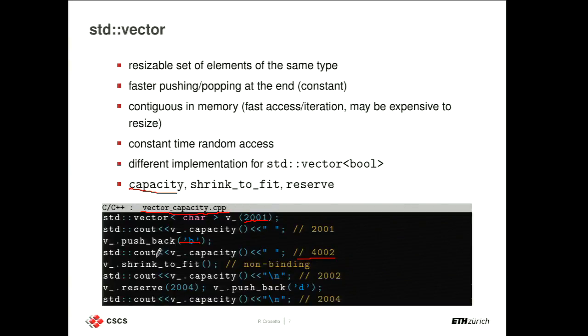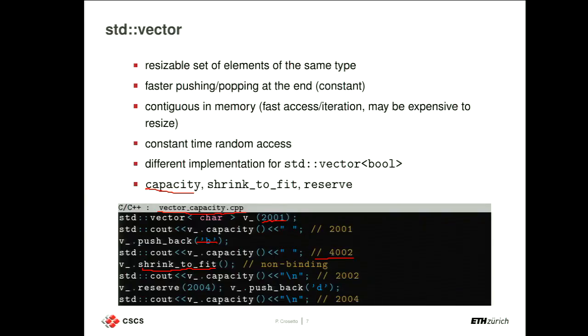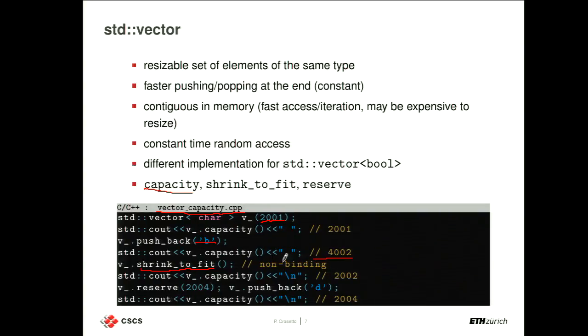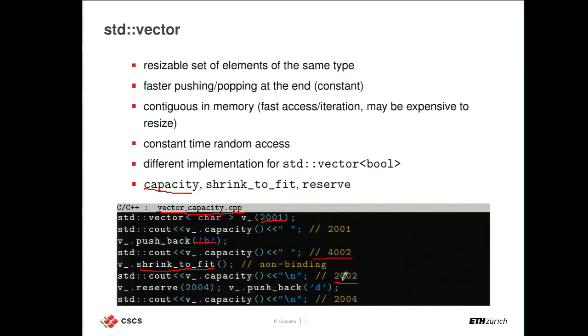Then there's shrink_to_fit, which is non-binding, meaning that the standard doesn't say so, it is up to the compiler whether it really implements what you want to do. It should shrink the storage to the real size needed. So in this case, 2002, because I had 2001 and I did a push back of 1.